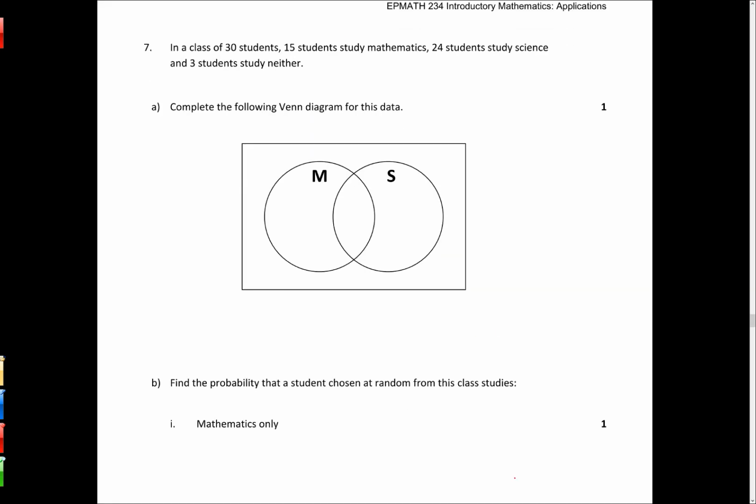In a class of 30 students, okay, we've got another Venn diagram. 15 students study mathematics, well I can't put that in there. 24 study science, can't put that in, but 3 students study neither, I can do that. Okay, complete the Venn diagram.